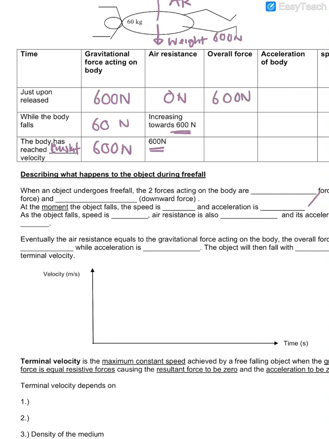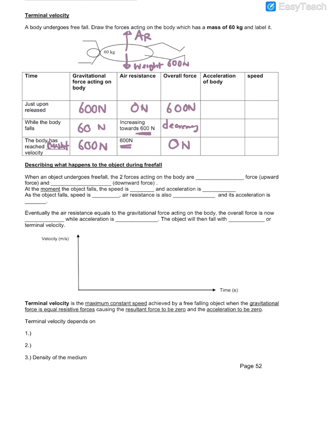Second box, increase or decrease? Decreasing to 0, yes. Then finally, when the two forces are equal to each other, that means the overall force is 0. So the acceleration upon release, what's the acceleration? The moment you release, falling on Earth, the acceleration is 10 meters per second squared. As he falls, this one, increase or decrease? Decrease. Good.